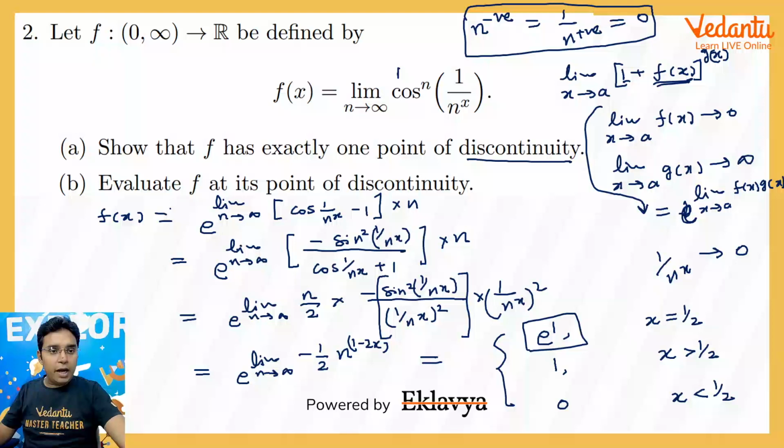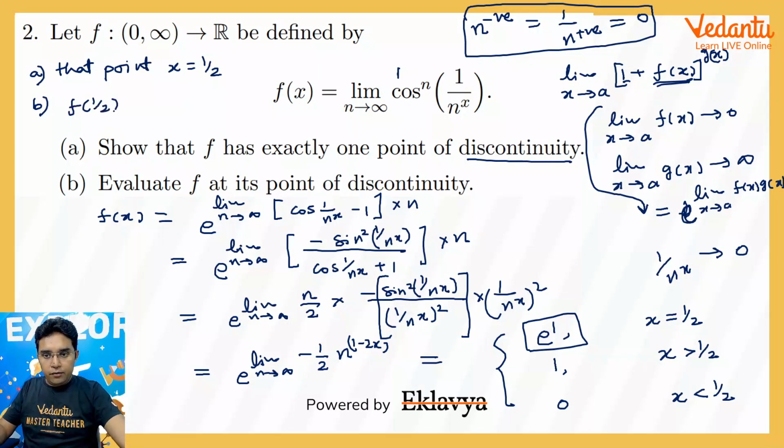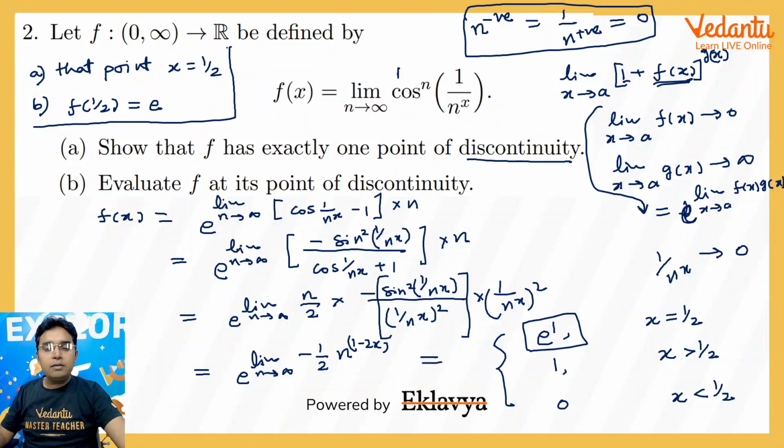So if I have to write the answer: for part a, show that this has exactly 1 point of discontinuity. So that point is x equal to half, and in the b part, the value of the function at that point, as you can see, we have calculated. So this completes the solution of this question. Easy question, but a little tricky. It could have been confusing in the exam, because this 1 upon n power x could have been a little confusing.